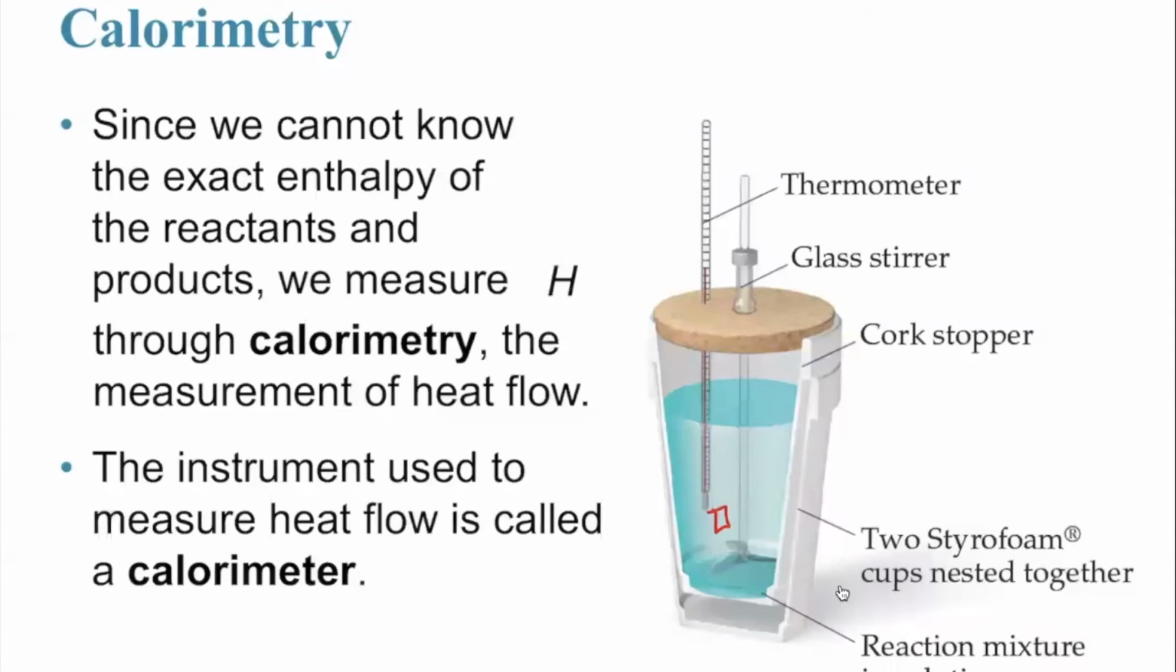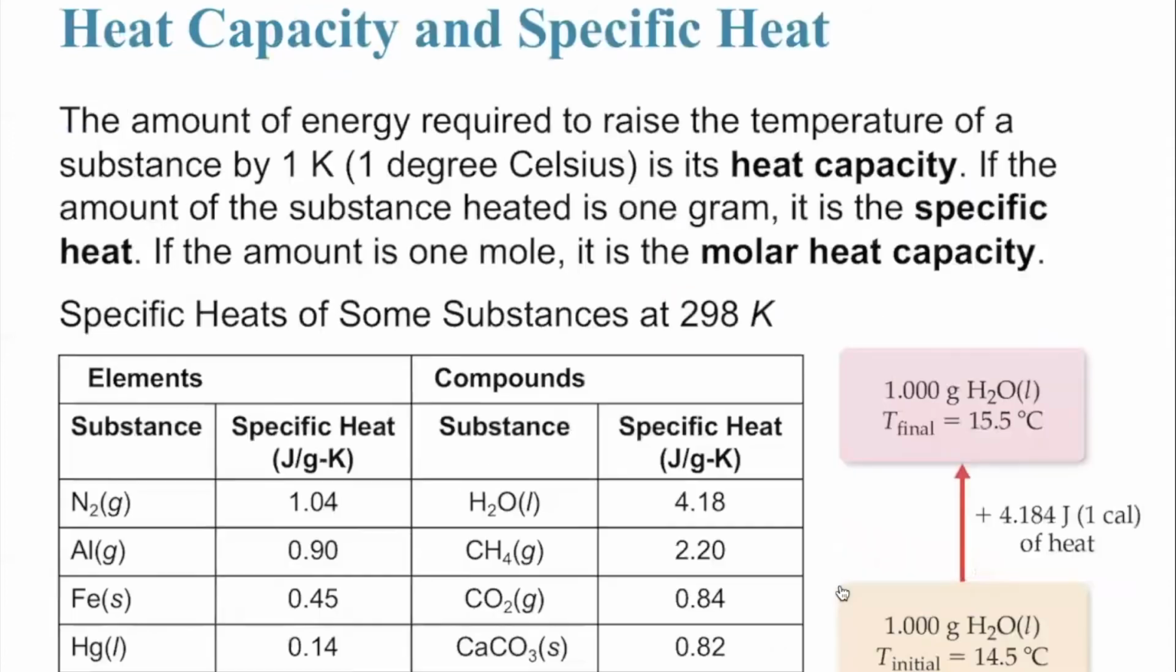This is the calorimeter, which is what we're going to be using. Now, every substance is going to have a specific heat capacity. Heat capacity is the amount of energy required to raise the temperature of a substance by 1 Kelvin or 1 degree Celsius. If the amount of substance heated is 1 gram, it is the specific heat. So be careful with those two terms.